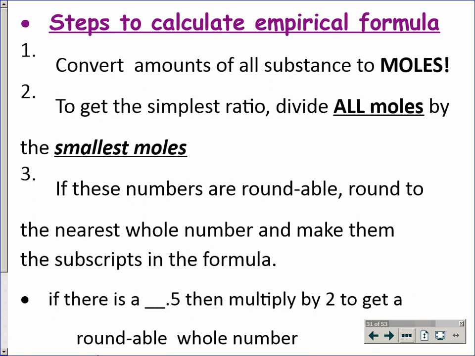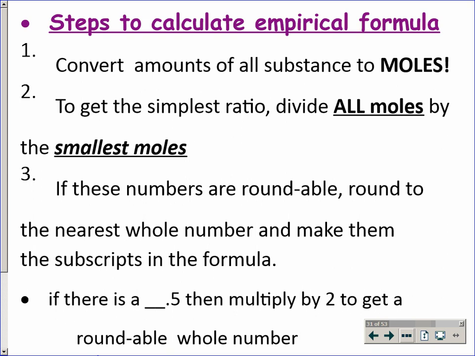I'm just going to say divide by smallest moles. Okay? Of course, you can get specific. I'm leaving that there for you. I'm just simplifying. And then step 3.